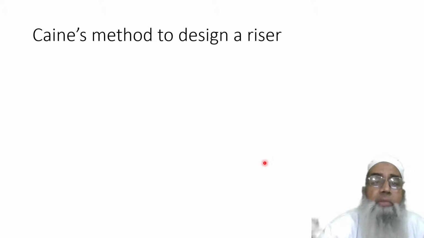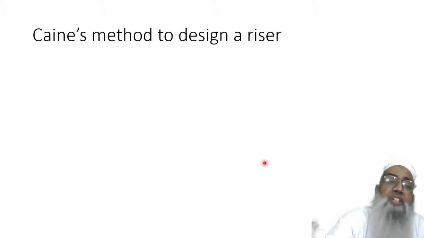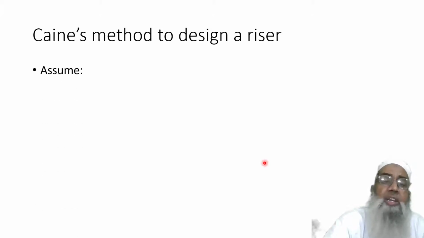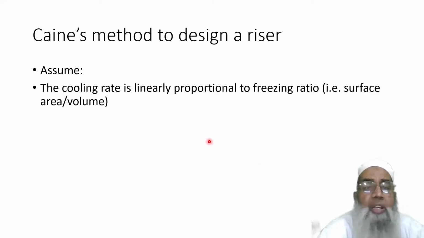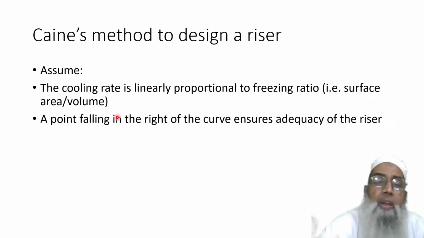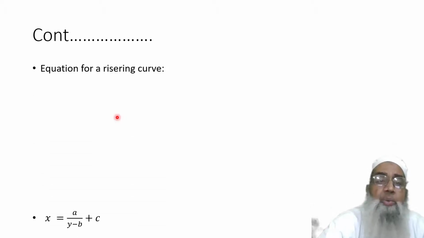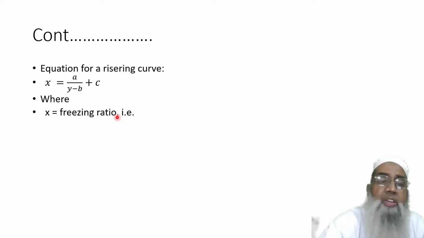Now, with a little modification by Caine's method, let us see what Caine's method is and what value we can compute by adopting it. Cooling rate is linearly proportional to the freezing ratio, which is given by surface area and volume. If our point falls to the right of the curve, that is Caine's curve, it ensures the adequacy of the riser. Now, the equation for the curve can be given by this particular equation, where x is the freezing ratio, which can be given by this particular equation.